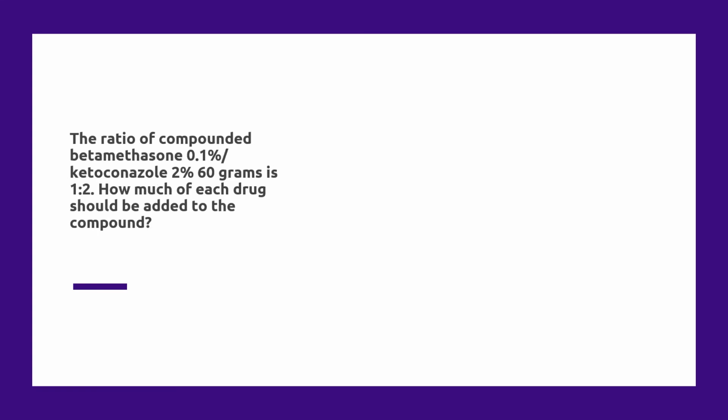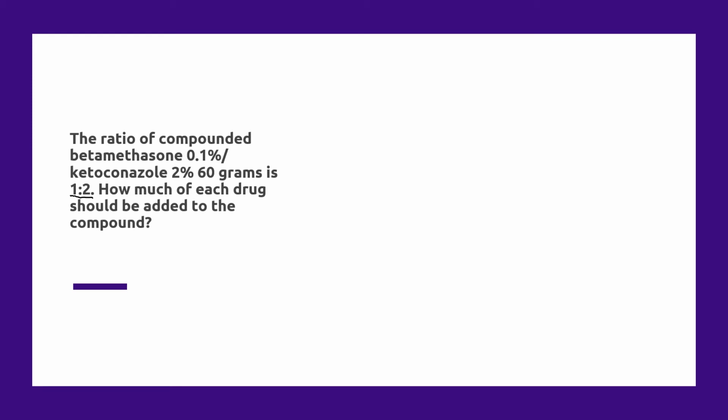All right, so our next question states that the ratio of compounded betamethasone 0.1% and ketoconazole 2%, 60 grams, is 1 to 2. How much of each drug should be added to the compound? Now, I'm going to make the assumption when they're talking about a ratio of 1 to 2, they're talking about that in terms of volume of each of these creams or ointments or whatever they are. They could technically be asking or providing a ratio of weight of active ingredient. That would be a little more complicated to solve, so we'll go with the easier assumption here.